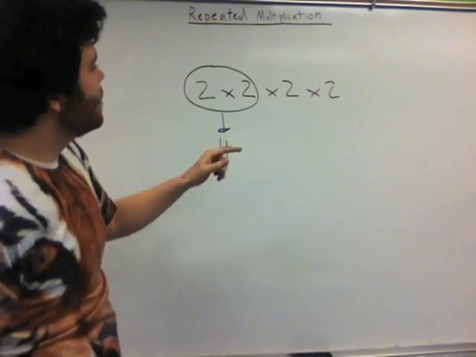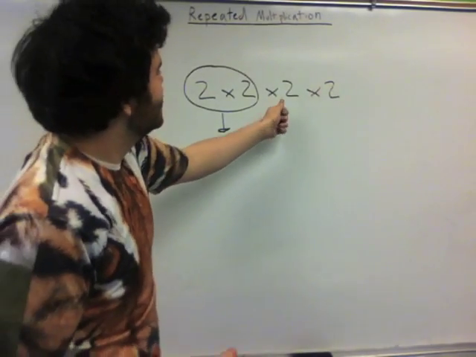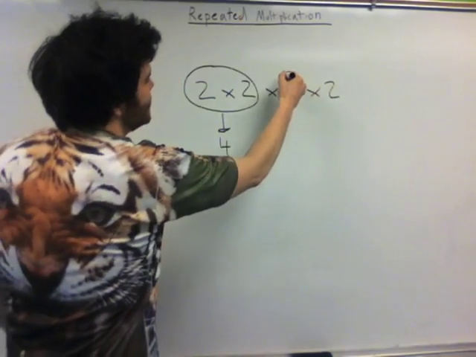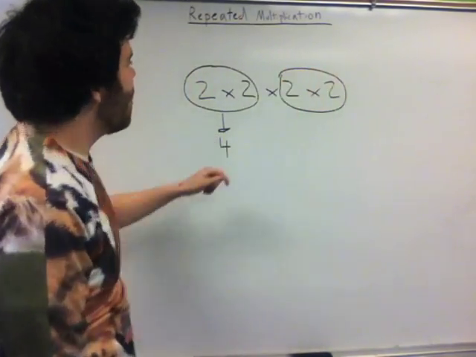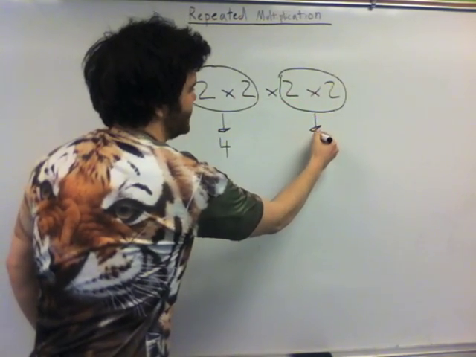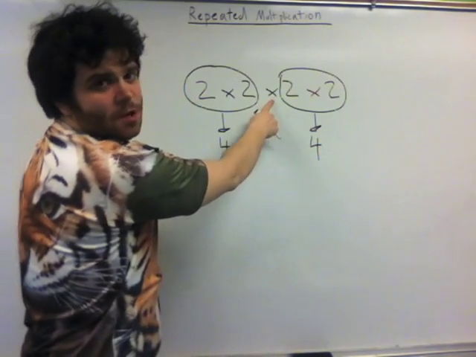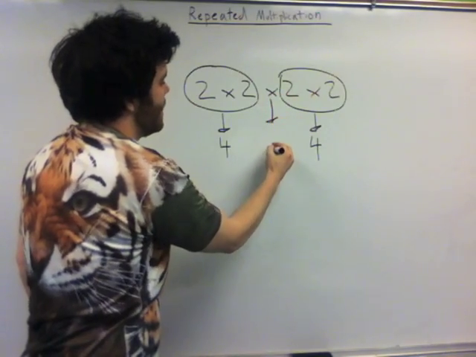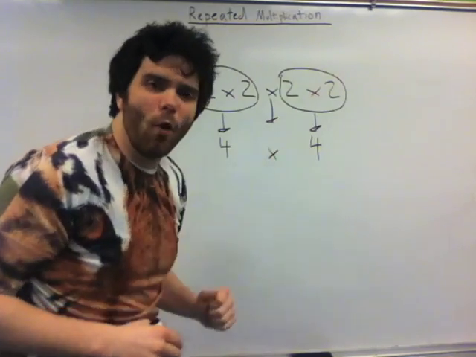So what else can we group together? Well, we've got 2 times 2 over here. That's another friendly 2 times 2. So I'm just going to group that. And now I've got, well, 2 times 2, that's 4. So let's bring it down. And now we've got this extra multiplication symbol hanging out in the middle. We've got to bring that down too. And we end up breaking it down to 4 times 4.